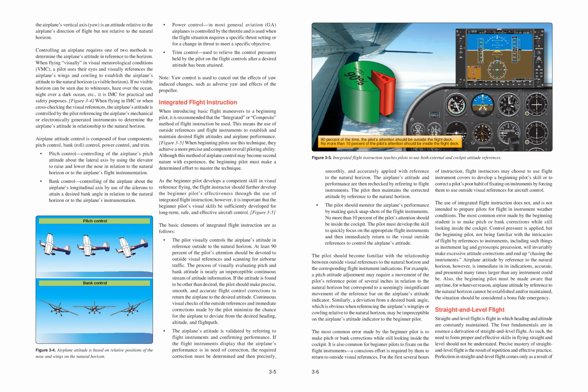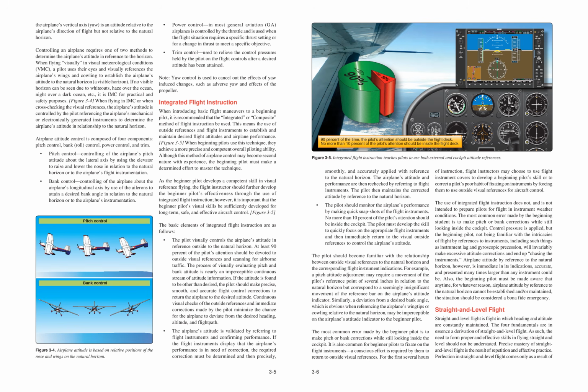If no visible horizon can be seen due to whiteouts, haze over the ocean, night over a dark ocean, etc., it is IMC for practical and safety purposes. Figure 3.4. When flying in IMC or when cross-checking the visual references, the airplane's attitude is controlled by the pilot referencing the airplane's mechanical or electronically generated instruments to determine the airplane's attitude in relationship to the natural horizon.